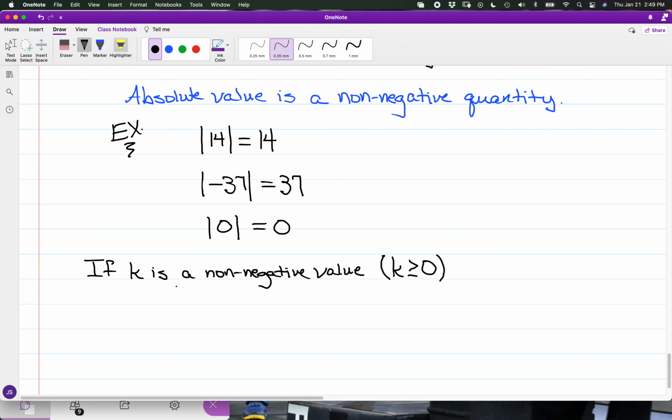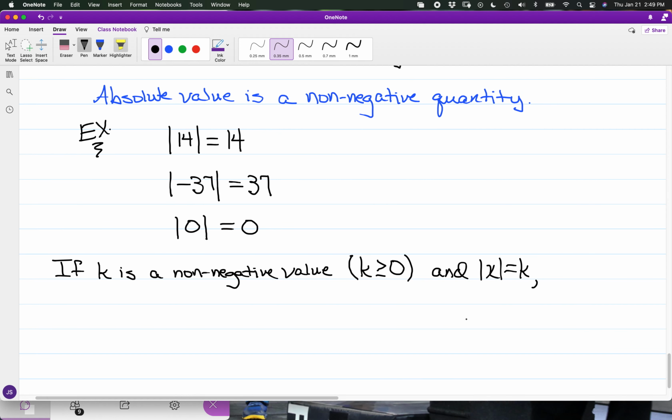And say that if k is a non-negative value and the absolute value of x is equal to k, then once you take x out of the absolute value bars, x is going to be equal to plus or minus k. We have that x could be k or negative k.